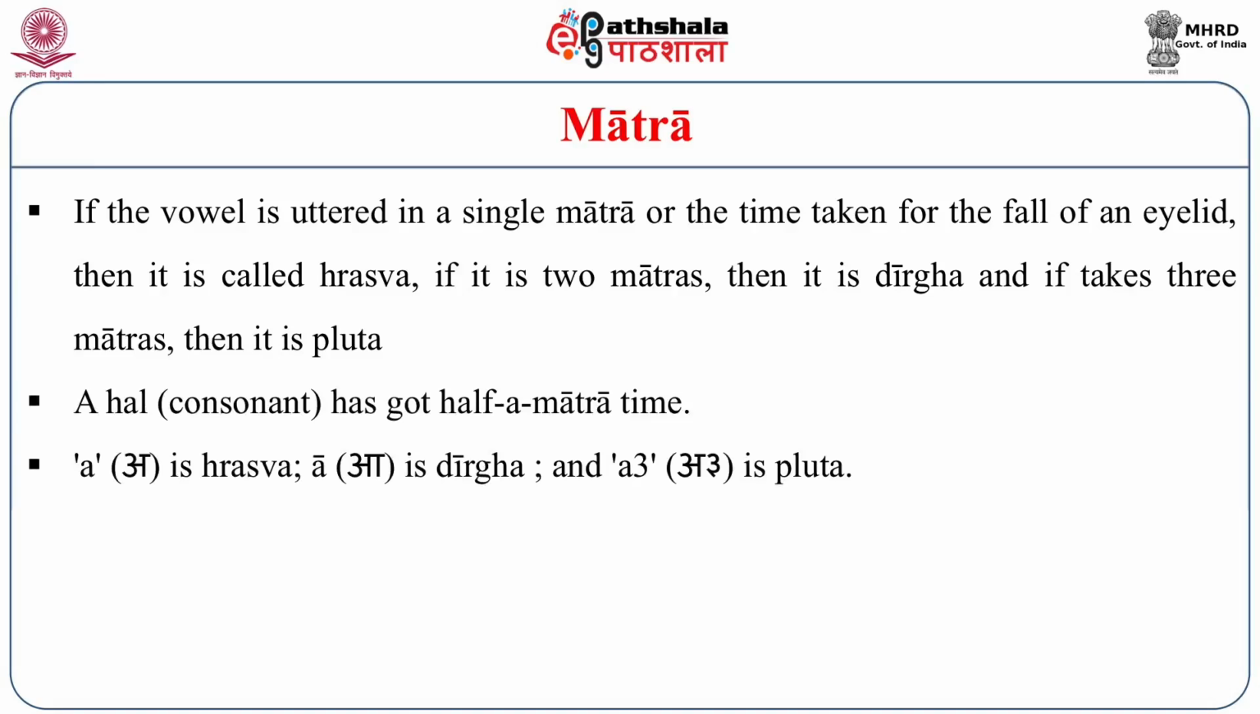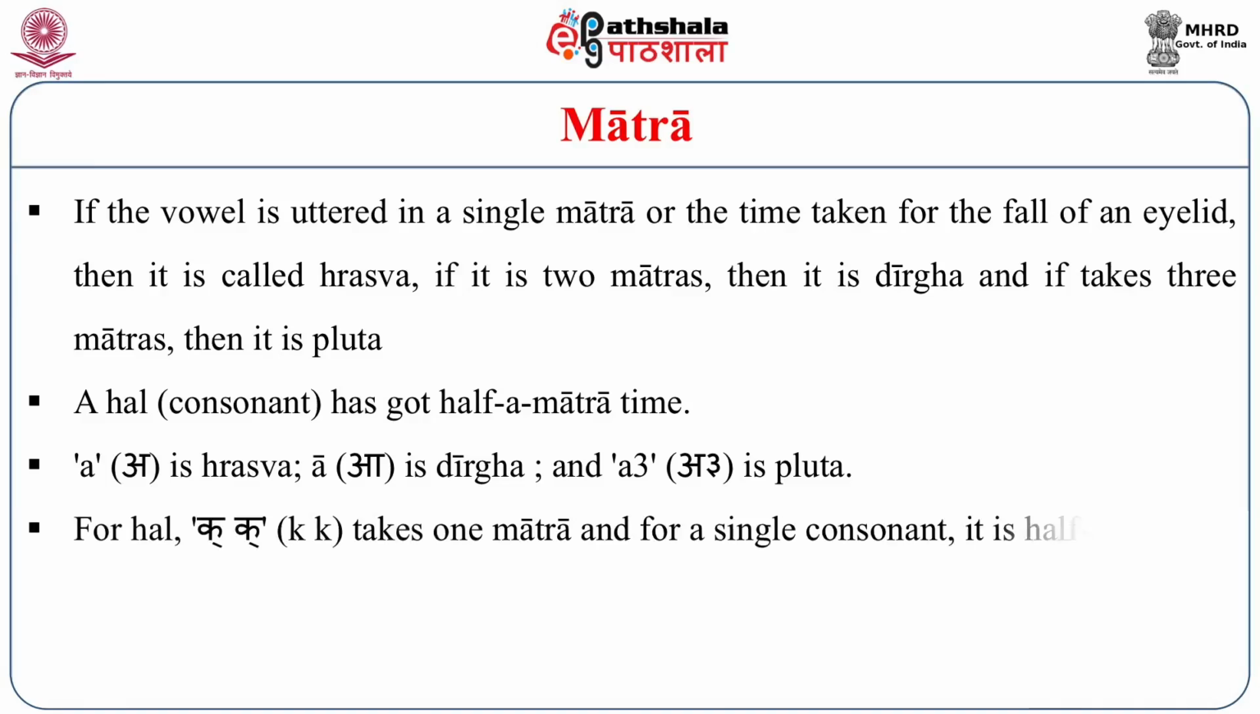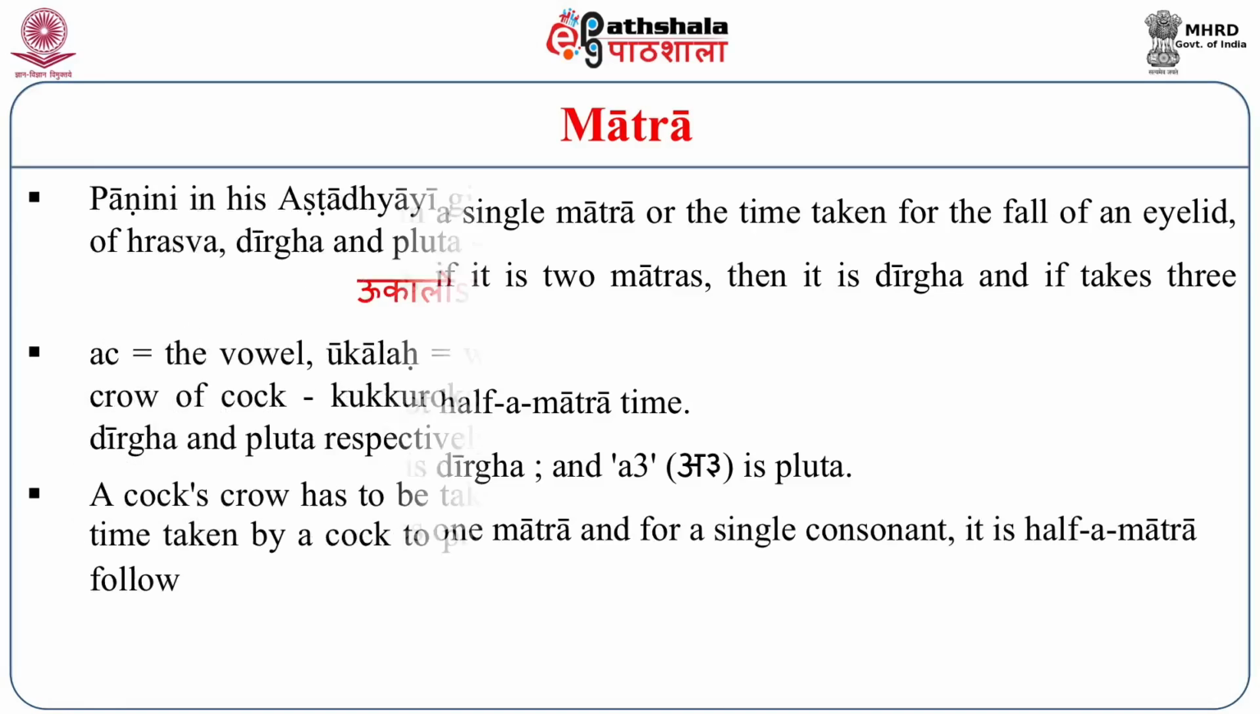A is hrasva, A is dirgha, A is pluta. For hal, ku takes one matra, and for a single consonant it is half a matra.